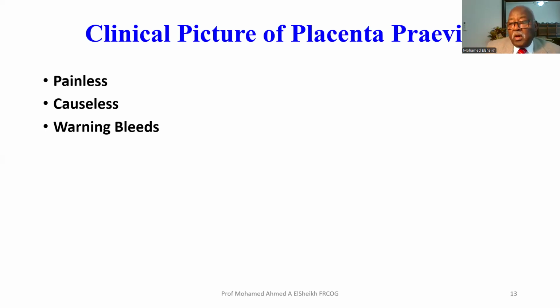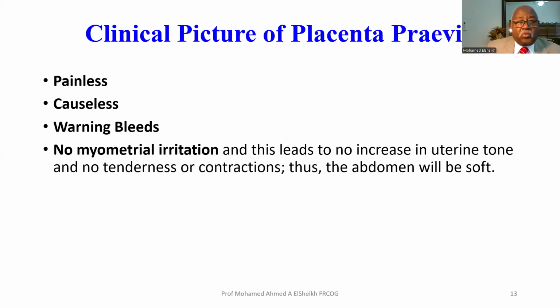How does it occur? How does it present? We usually say it's painless, causeless bleeding with warning bleeds. Just to say there is no cause for it. It could occur during the night, for example, when the lady is at home and resting. Very little pain, if any. But there are usually warning bleeds. What do we mean by that? It means that early on, there are some bleeds, either in the form of threatened miscarriage or in the early second trimester, where she has repeated bleeds.